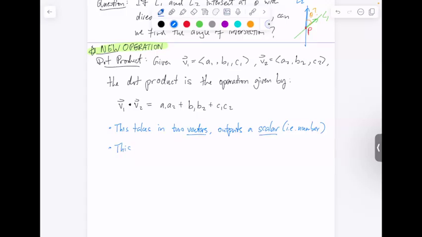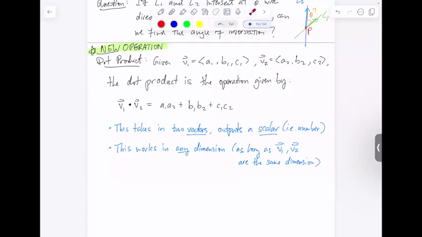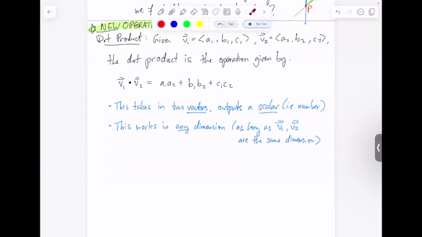And furthermore, this works in any dimension as long as V1, V2 are the same dimension. By dimension, I just mean how many components they have. In this case, I've given you 3-dimensional vectors that have 3 components, and you just match them up component-wise and pair them up like this and add it together. So you can see if these are 500-dimensional vectors, you would have 500 of these pairs, so long as each of these get mapped together. Very arbitrary so far, but let's see what properties it has.